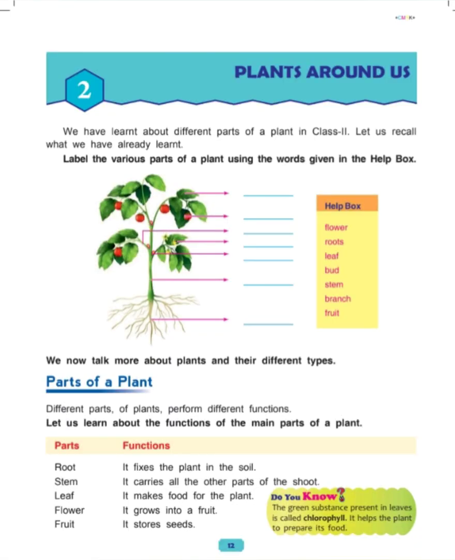We have learnt about different parts of a plant in the previous class. Let us recall what we have already learnt. As our body has many parts, likewise the plant also has many parts like roots, stem, branches, leaves, flowers, fruits, etc. But the plant is basically divided into two parts, the root and the shoot. The root is below the ground and the shoot is above the ground.